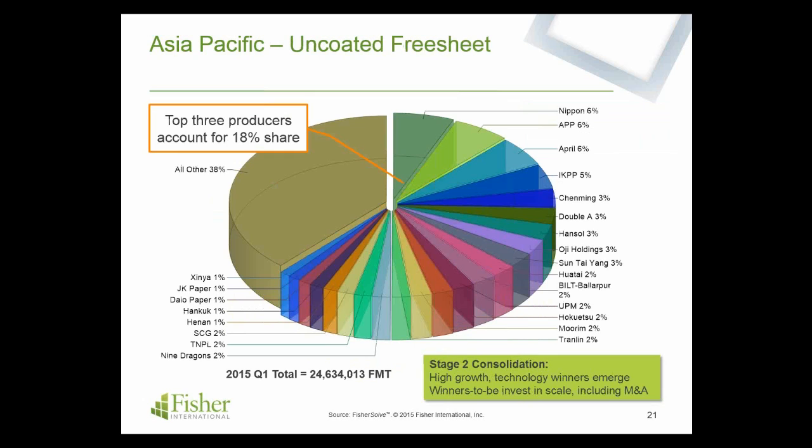Uncoated freesheet, stage 2 consolidation, where we're still building out facilities to try to meet the market, not necessarily a high growth market by comparison to containerboard, but with the top 3 shareholders only accounting for 18% of the share, we can expect to see some M&A activity happening there as that market slows down.